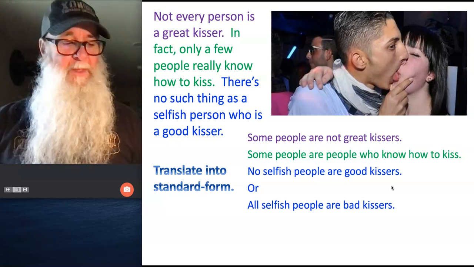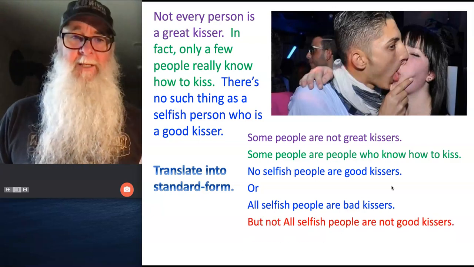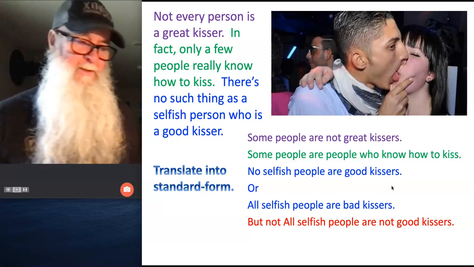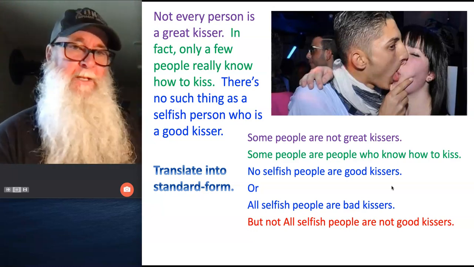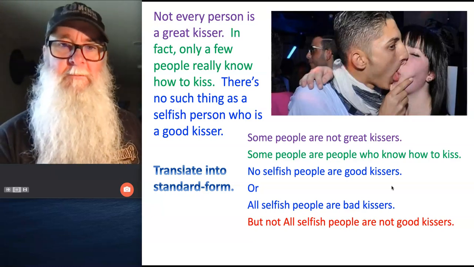All right. The thing you wouldn't want to do, though, is translate that statement as a statement like this one. All selfish people are not good kissers. Okay? This is a common thing that trips people up. They look at this and they think, well, I just want to say all or not because there's no such thing as a selfish person who's a good kisser.